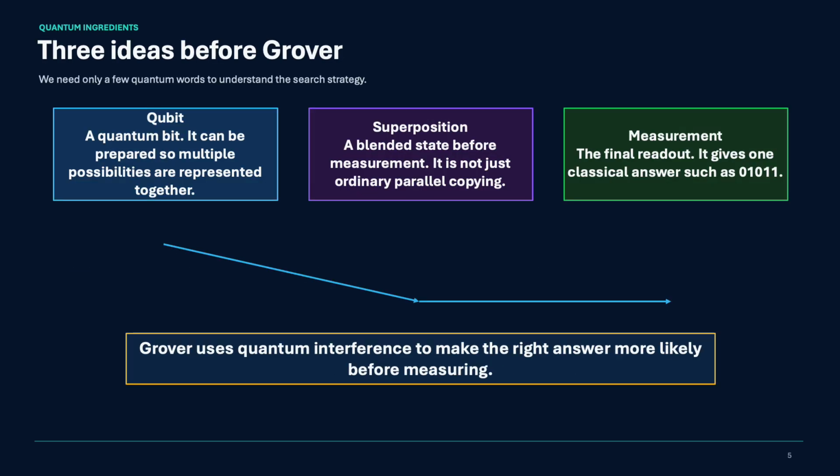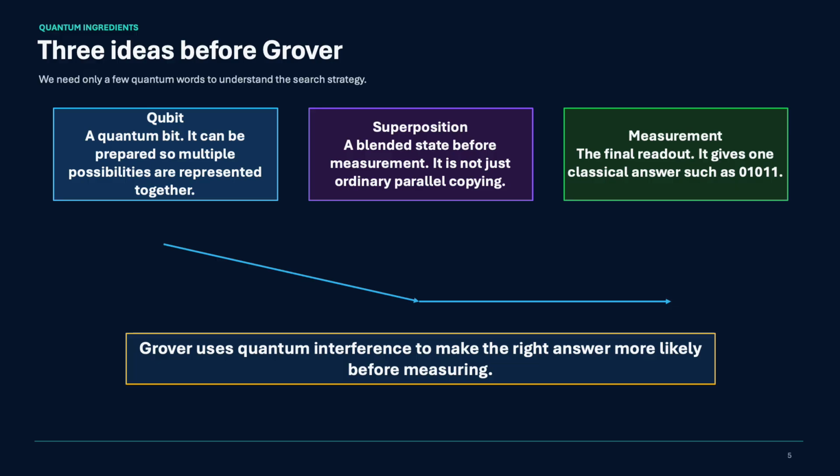Three quantum ideas. Let's discuss all these. Before Maya can use that different idea, she has to enter the quantum part of the library. Here we need three concepts. First, a qubit. A classical bit is normally either 0 or 1. A qubit can be prepared in a quantum state that involves both possibilities. Second, superposition. This allows the quantum system to represent a combination of possible states before measurement. But be careful, this does not mean we can simply read every answer simultaneously. Measurement will still give us one result.